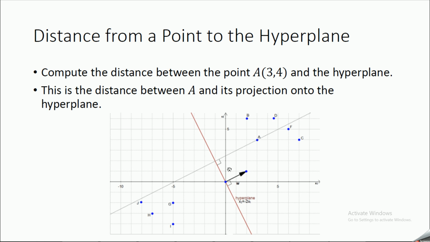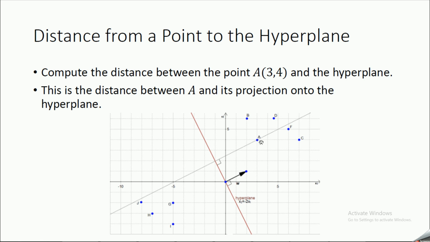Now we have found these values. Now we have to compute the distance in order to find out whether this is the maximum margin or there could be a possibility to have another maximum margin. What we do is we compute the distance between the points.